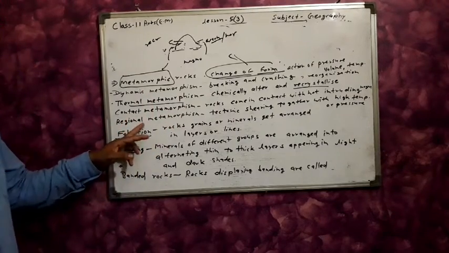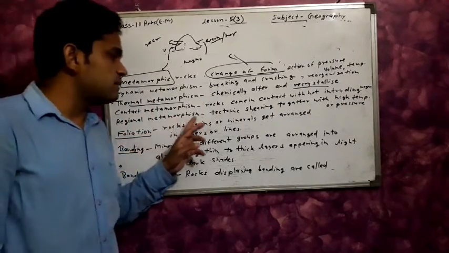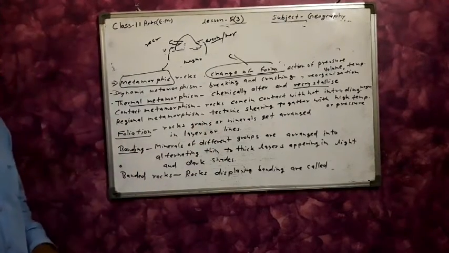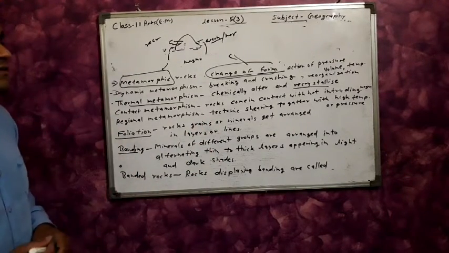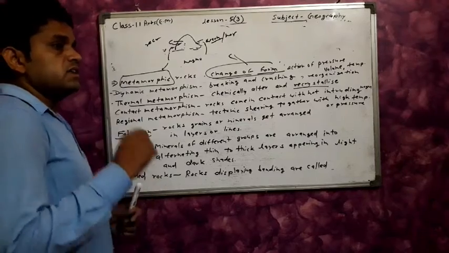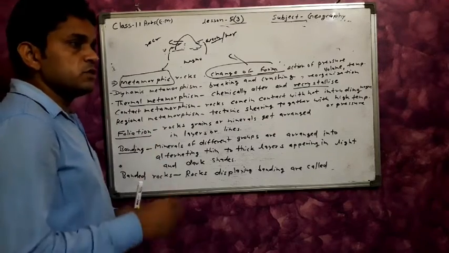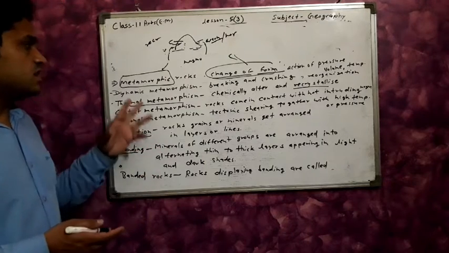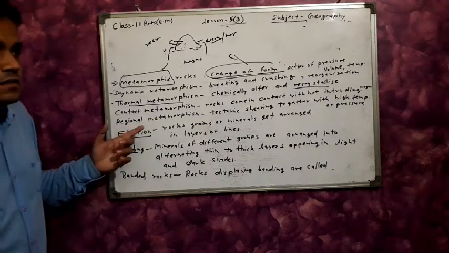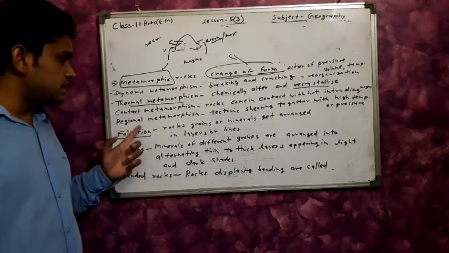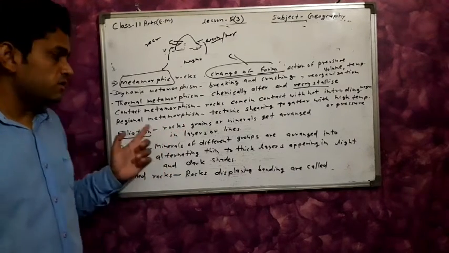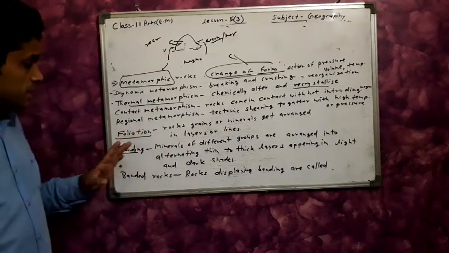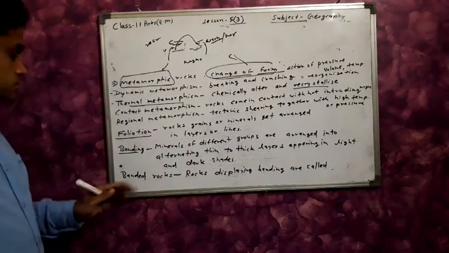And second, regional metamorphism. What is regional metamorphism? It is caused by tectonic processes, by tectonic shearing together with temperature and pressure. The temperature and pressure are responsible, through tectonic processes in the interior part of the earth. The form of the rocks changes, and this type of metamorphism is known as regional metamorphism.